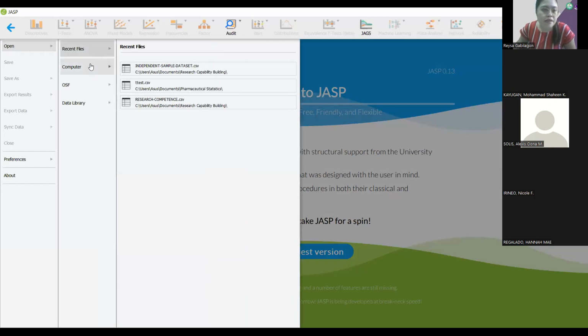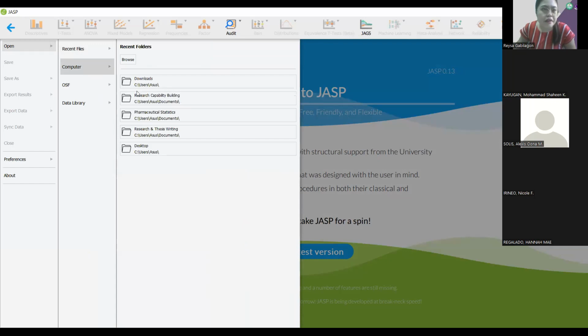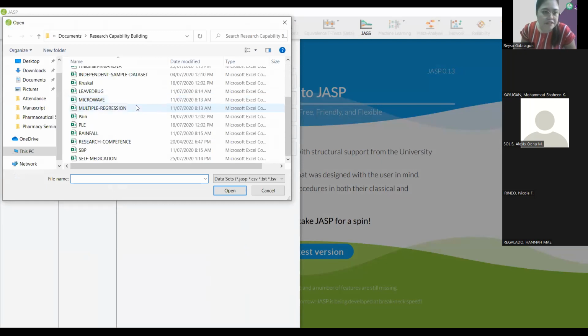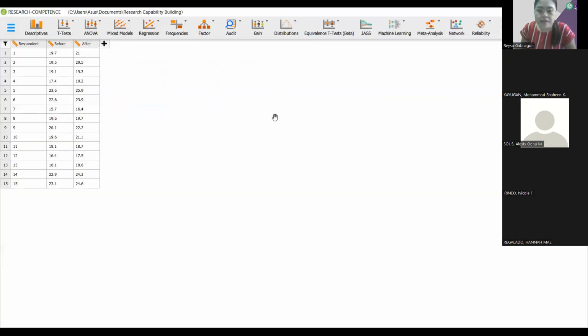I place that research capability building, and then the name of my file was research competence. So let's import. Ayan, na-import ko na siya.